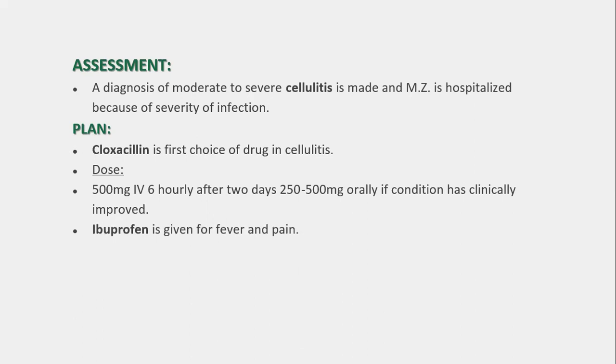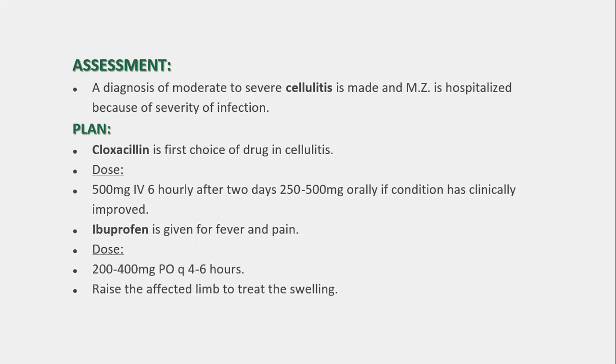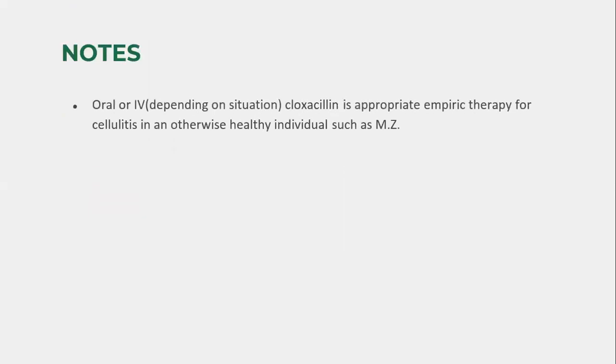Ibuprofen is also given for fever and pain, and the dose is 200 to 400 mg per oral every 4 to 6 hourly. It is recommended to raise the affected limb to treat the swelling. So, oral or IV cloxacillin, depending on the situation, is appropriate in empiric therapy for cellulitis in an otherwise healthy individual such as MZ. By healthy individual, we mean that MZ has no other comorbidity or underlying ailment.